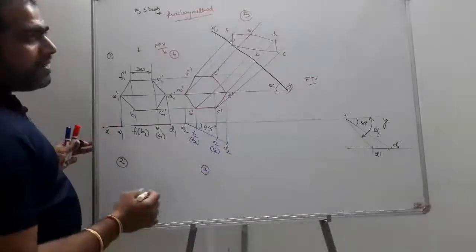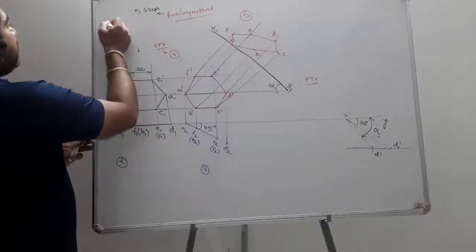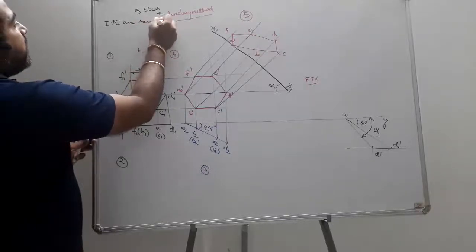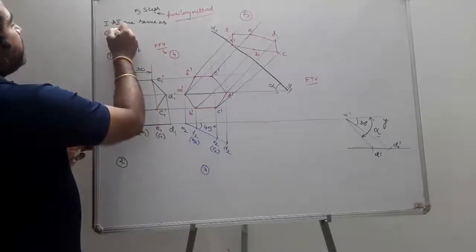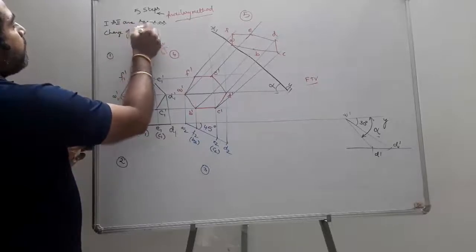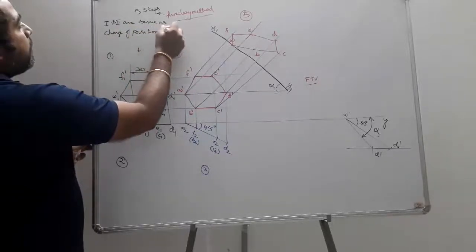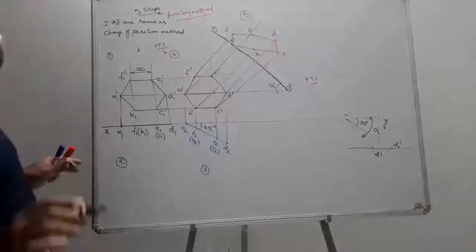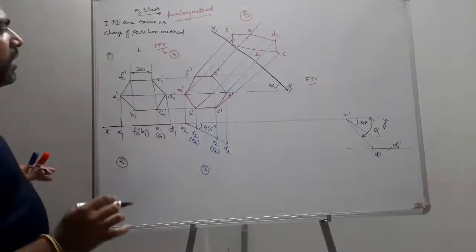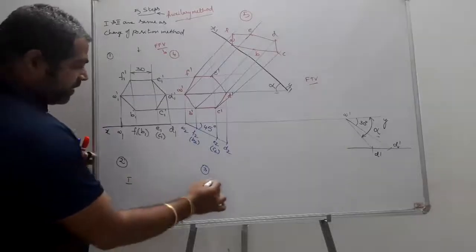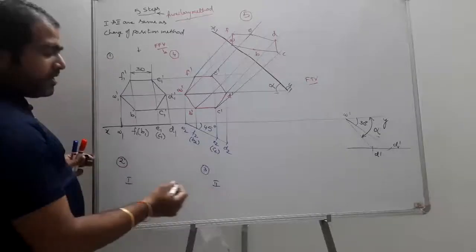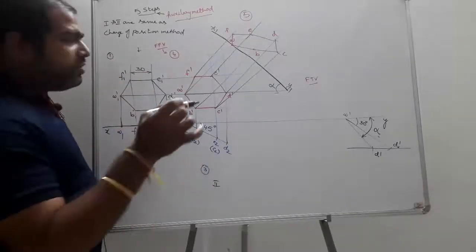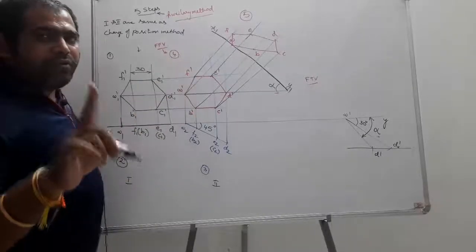Stage 1 and stage 2 are the same as the change of position method. But the only difference is that 5 steps complete your problem. In stage 1 and stage 2 you are going to obtain 4 steps. So let us say 1, 2, 3 and 4. The 4th is going to be one of your final views.